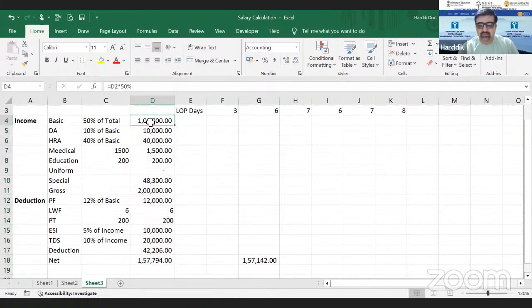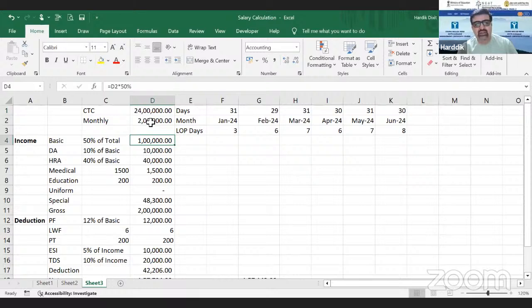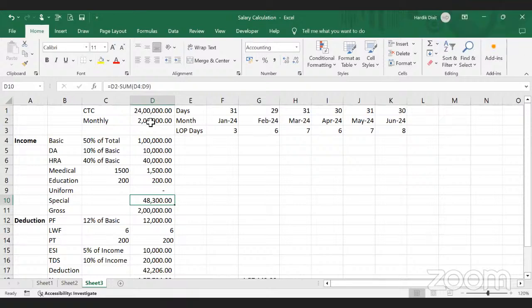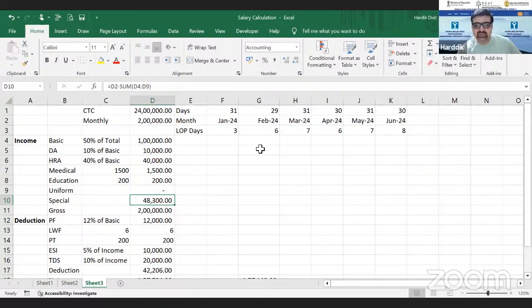This is now my benchmark, that he or she has 1 lakh rupees basic, 10,000 DA, 40,000 HRA, 1,500 medical, 200 education, 48,300 special allowance. Yes, sir. है ना. This we already derived, ये उसका मास्टर हमने बना दिया. Now this is a transaction. Now here I am saying that XYZ in the month of February was absent for 6 days. So now what is the entitlement for him or her? XYZ को कितना पैसा मिलेगा? What should be the payroll for XYZ?